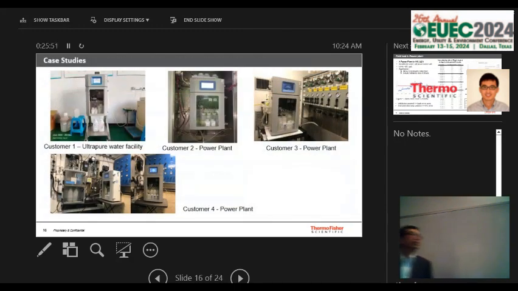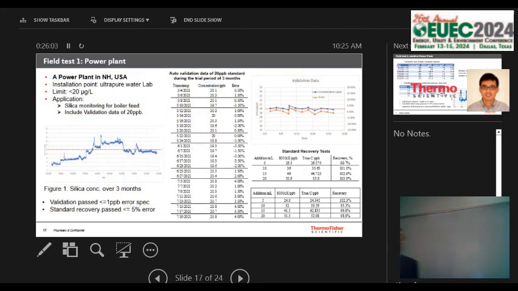Right. So here I'm going to show you some interesting case studies. We put this analyzer in 3 power plants and 1 pure water facility. And here are the installation pictures. And here's one power plant in New Hampshire. What we did is we installed it at the effluent end of the demin plant, and the customer definitely wanted lower than 20 ppb, 20 micrograms per liter. And typically they actually want it to be, you know, ideally less than 15.